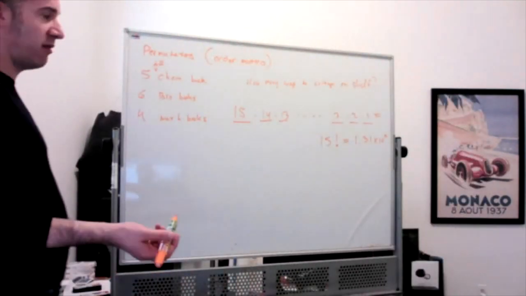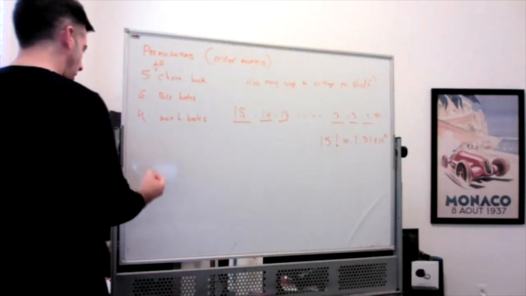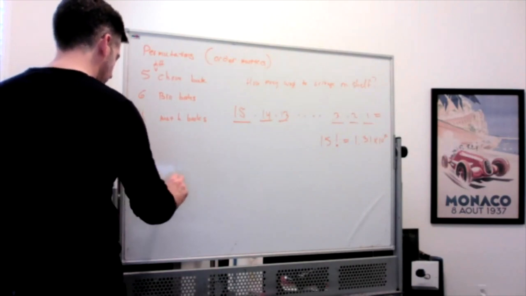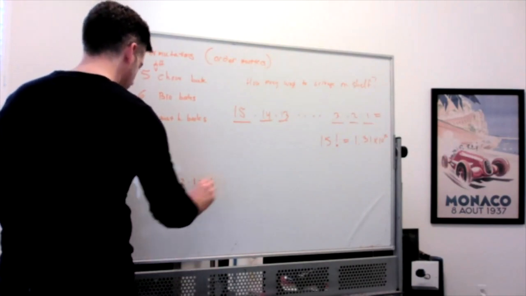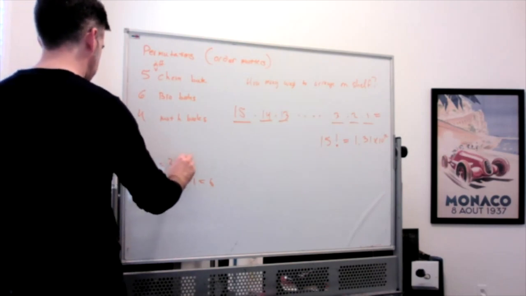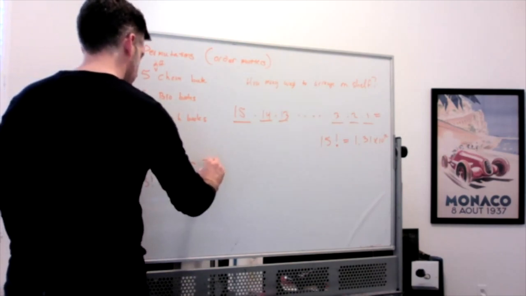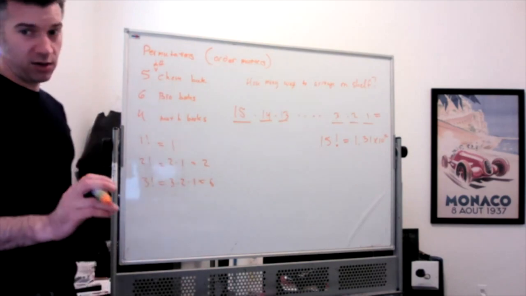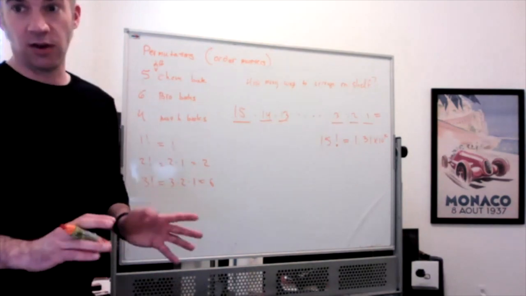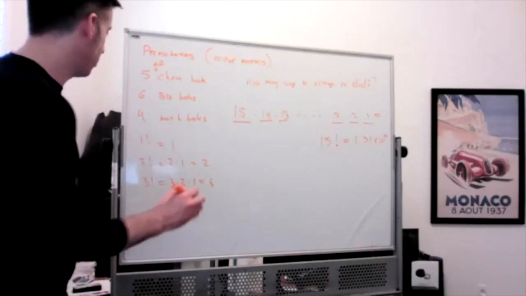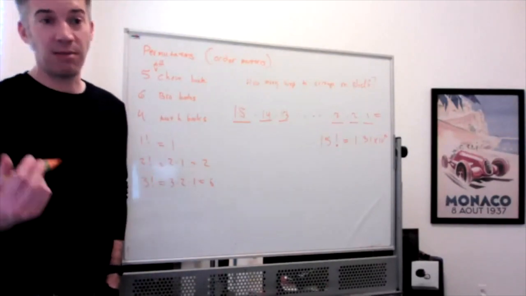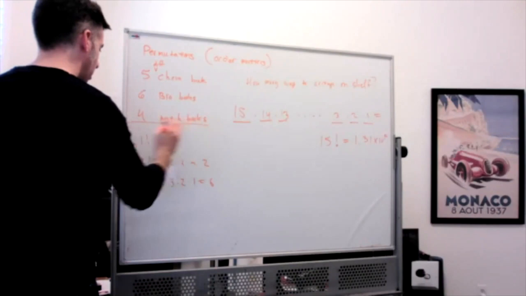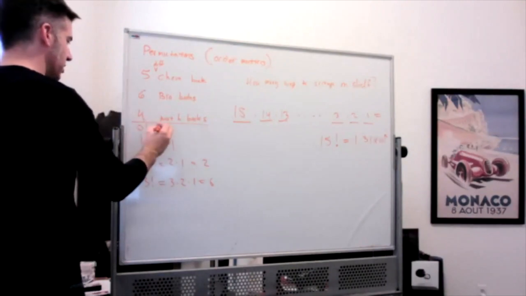A couple things to say about factorials, right? 3 factorial is 3 times 2 times 1. 2 factorial is 2 times 1. 1 factorial is just 1. And I will tell you, we're not going to get too deep into it, but it might be important that you know that 0 factorial is equal to 1.